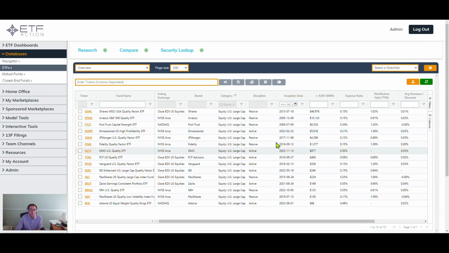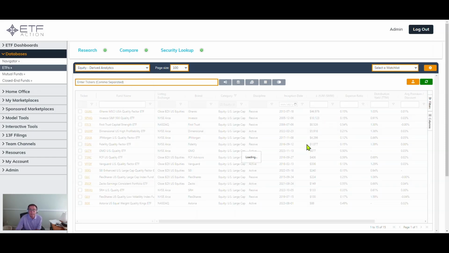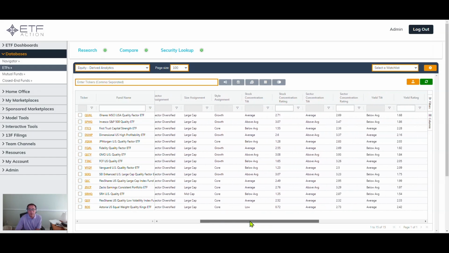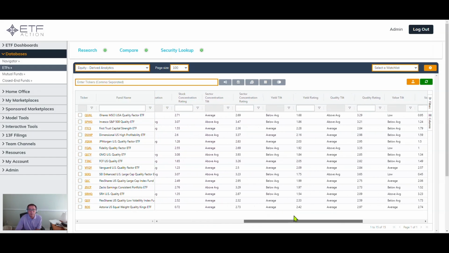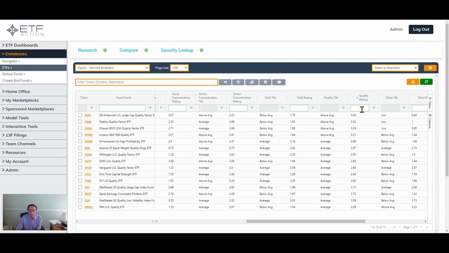And just for fun here, let's quickly go into our equity derived analytics and take a look. Since these are all stated quality funds, how are they doing from a look through basis on our quality factor rating? So I'm going to slide over here to the right. I'm going to go to my quality rating, and I'm going to see, okay, yeah, the vast majority of these are pretty high. That being said, this SRHQ, which I just know the fund is more of a mid-cap fund, so it's a little bit lower.